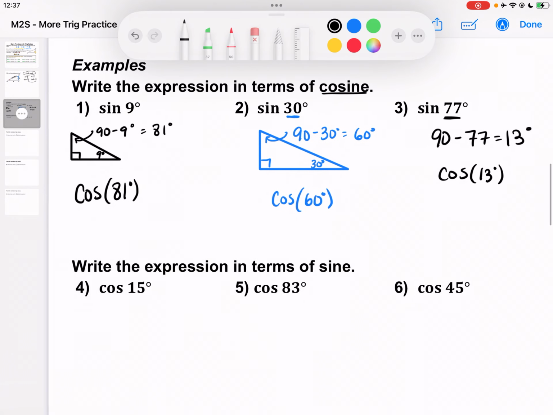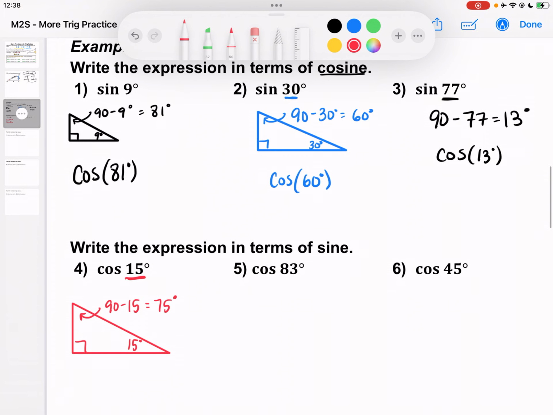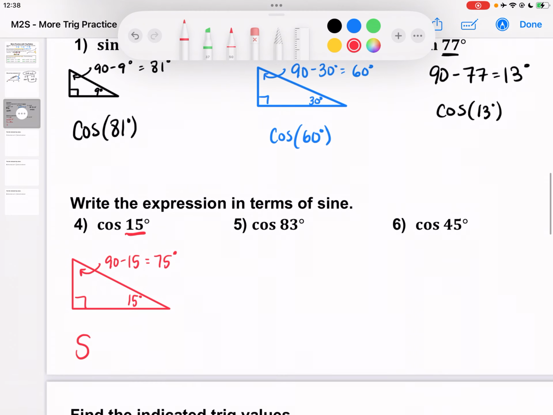Now to go backwards, it's pretty quick, so I will go through these kind of quick. Hopefully that's not too much of a problem for you. It's the same idea if you're switching to sine. I'll even draw the triangle again. Let me make that a little cleaner looking. There we go. This is 15 degrees. So you're still finding the complement, which is 90 minus 15, which is 75 degrees. So cosine of 15 degrees is the same as sine of 75 degrees.